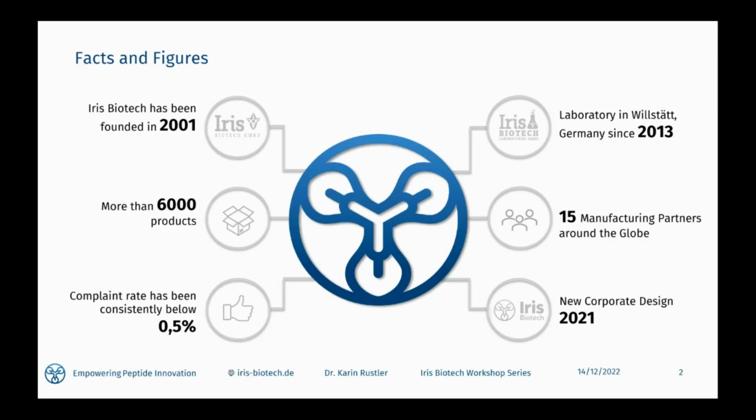Iris Biotech has been founded in 2001. In 2013, due to the growing demand for customized products, we started the Iris Biotech laboratories, which are located in Willstedt, close to the French border, whereas Iris Biotech itself is located in Magdriedwitz, so close to the Czech border. Our portfolio comprises more than 6,000 products.